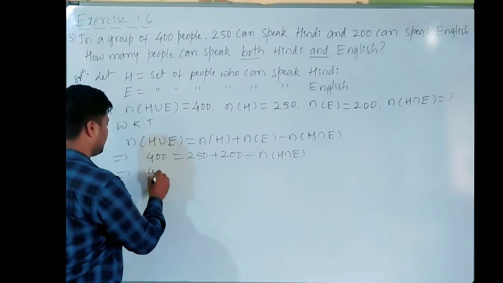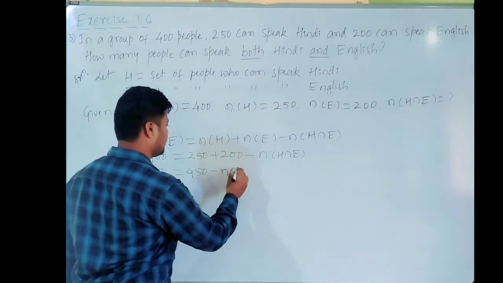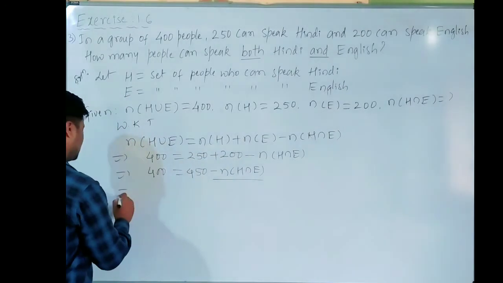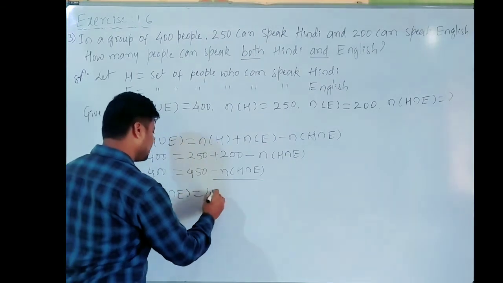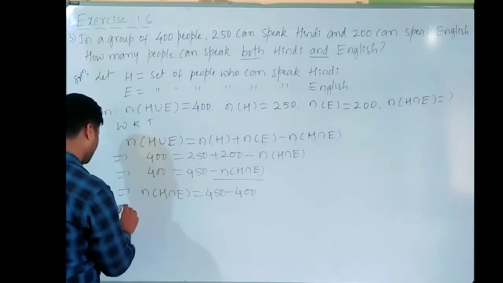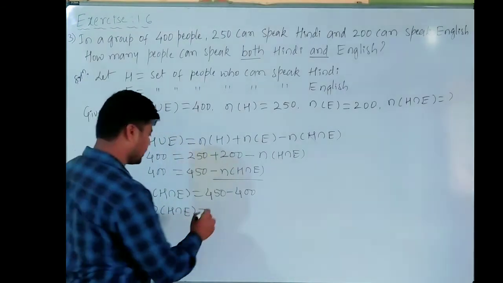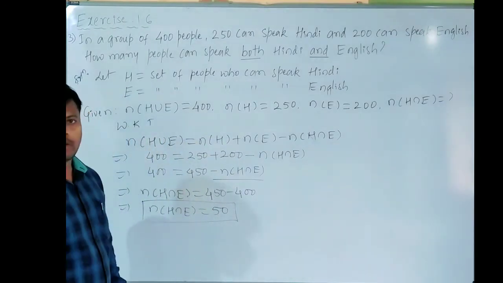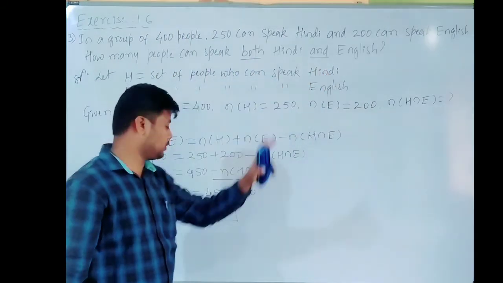This implies 400 equals, what is 250 plus 200? This is 450 minus n of H intersection E. We want this value, so transfer it to the LHS, minus becomes plus, and transfer this 400 to that side. This implies n of H intersection E equals 450 minus 400, which is 50. So this is the required value. The number of people who can speak both Hindi and English equals 50.